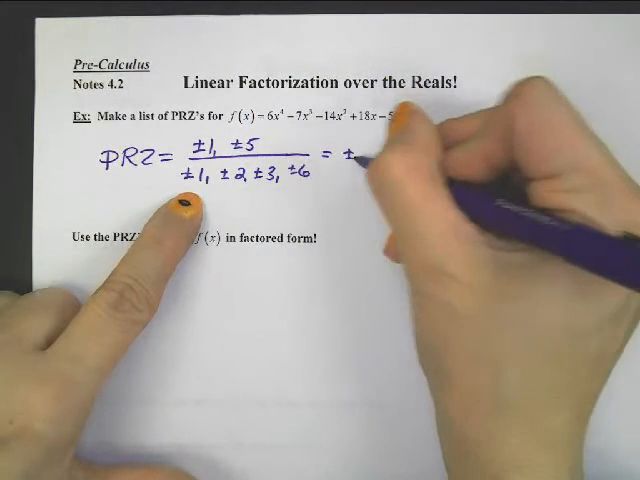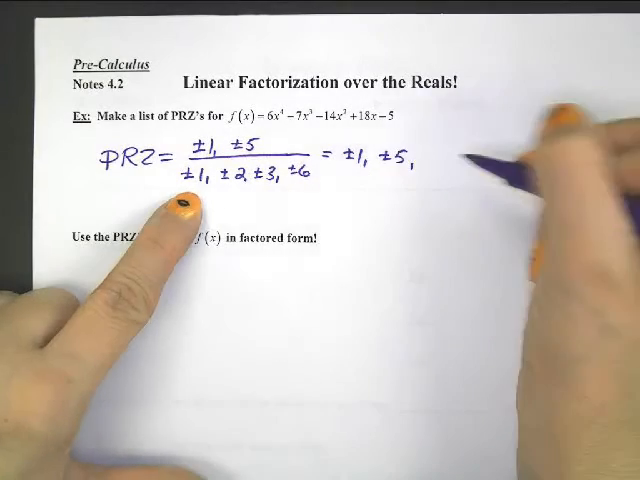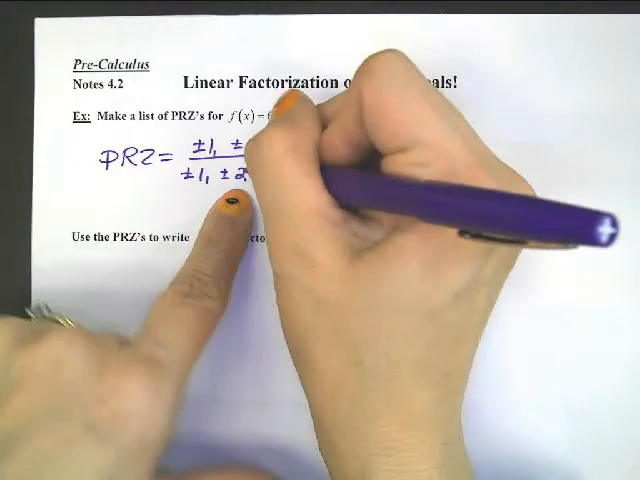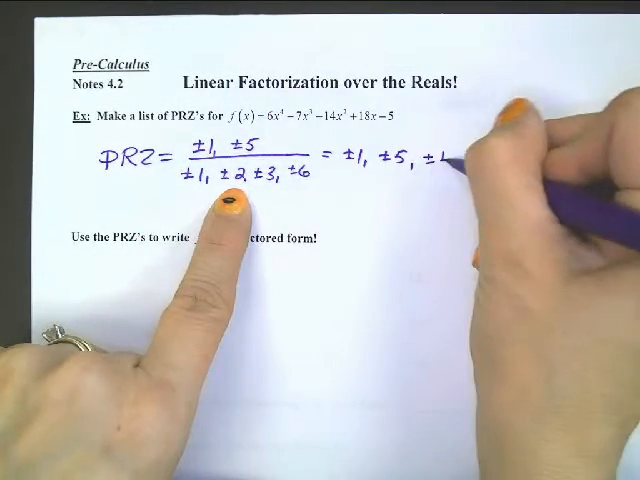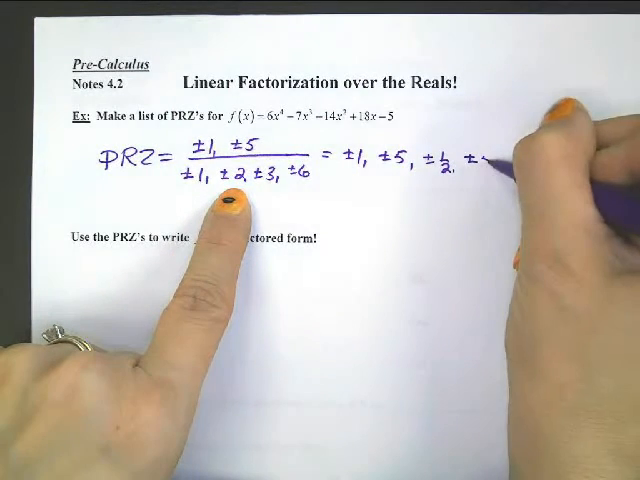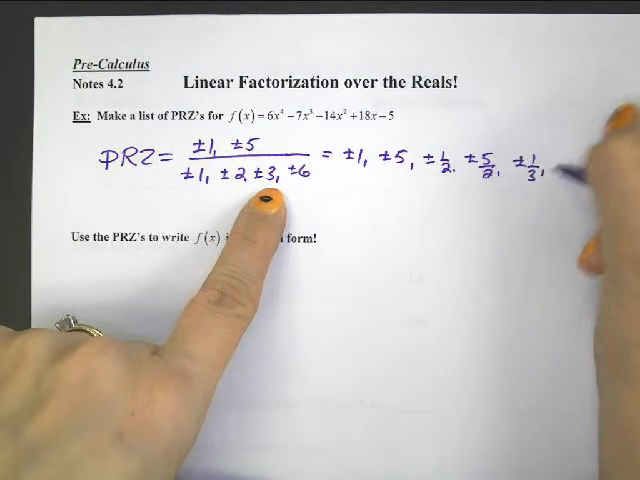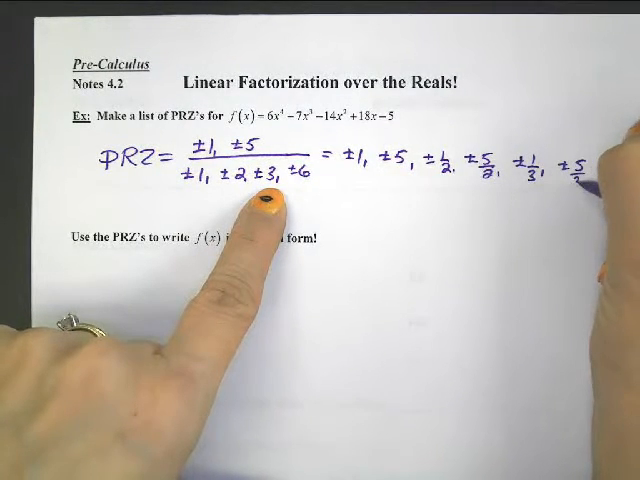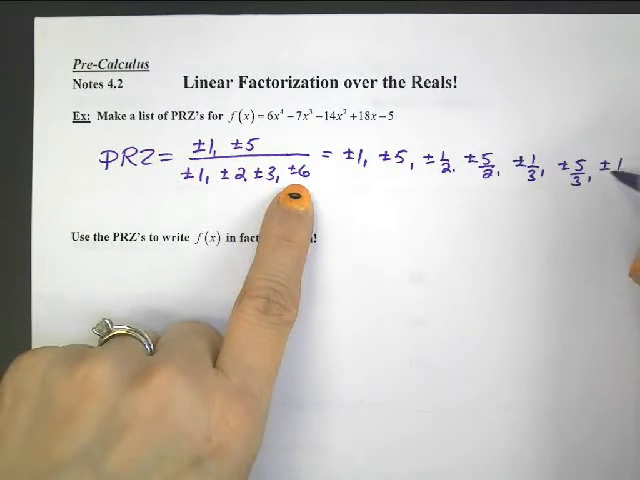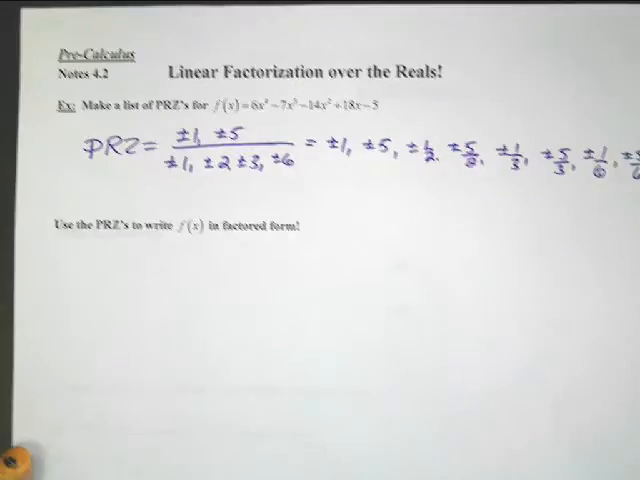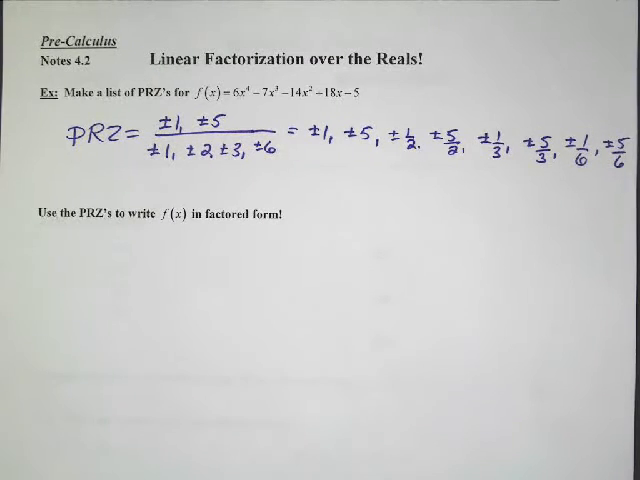Let's divide them all by 1. Plus, minus 1, and 5. Let's divide them each by 2. Plus, minus 1 half, and 5 halves. Let's divide them by 3. Plus, minus 1 third, plus, minus 5 thirds. And we'll divide by 6. 1 sixth, and 5 sixths. Okay, so there's our list of PRZs.